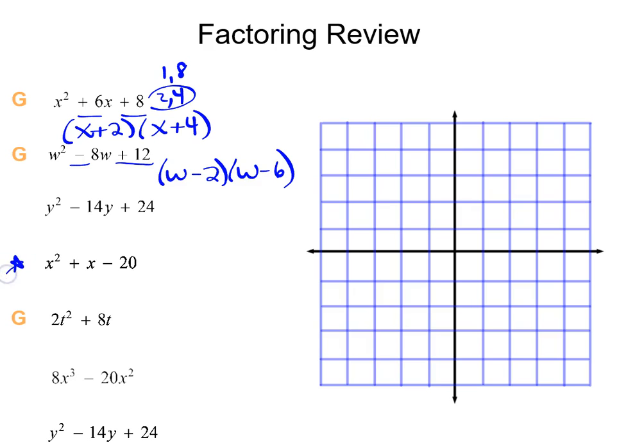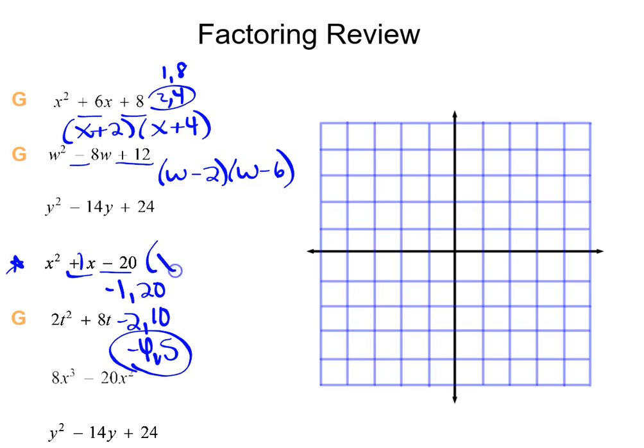If we look at this one, we notice we have a negative 20, so they need to multiply to give us negative 20, but add to give us positive 1. If they multiply to give us a negative, that means just one of the two numbers needs to be negative. So here are some options. And the one that adds to give us positive 1 is this set right here. So we have x minus 4 times x plus 5.